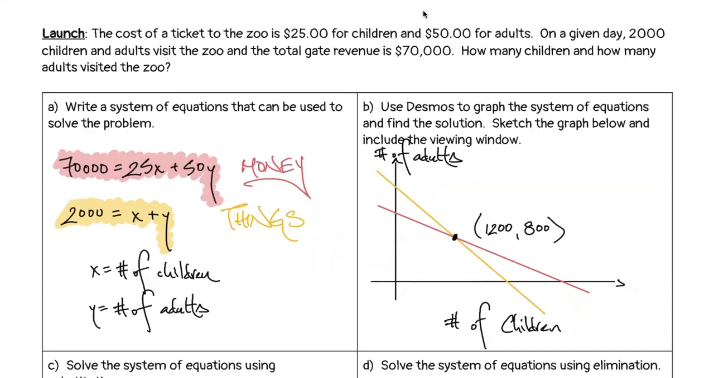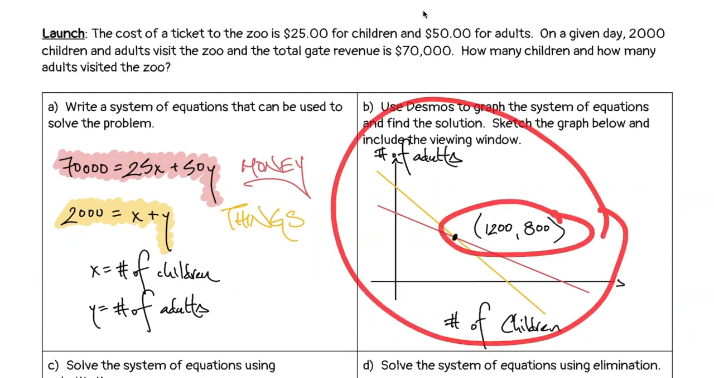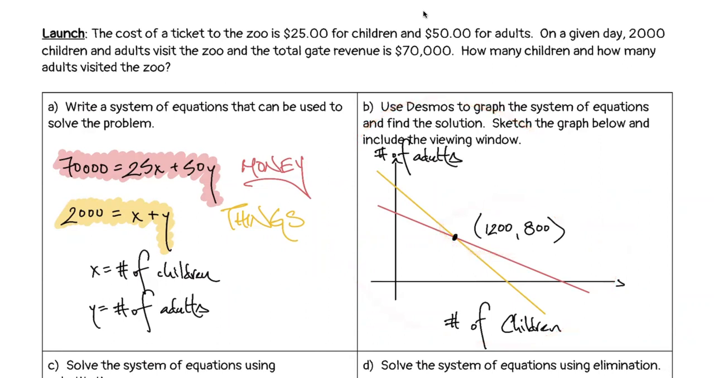And so technology is definitely really useful because like a lot of the problems we've done so far, sometimes I'll be like, this is the answer. Now we have to figure out how to get the answer in a different way, right? So we found our answer. We know that if the gate revenue was $70,000, that there were 1,200 children who went to the zoo that day and 800 adults, okay?